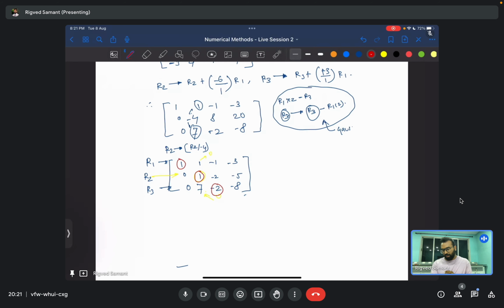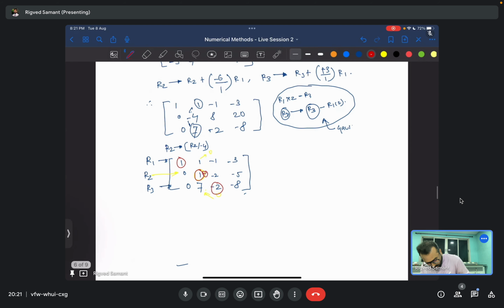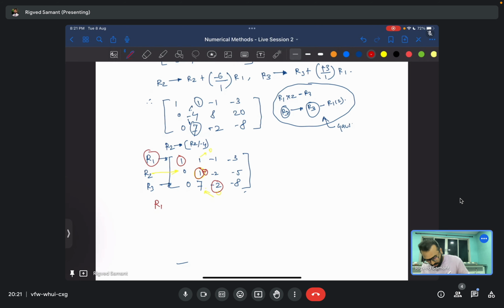This would be the corner element. For this one, we are using this. Right now, we are using this one. So this is using this. We are changing which one? R1. So we will write R1 first. R1 is changing to R1 plus what? 1 divided by 1, negative of it, R1, R2. So using R2, you are changing R1. So it basically means R1 minus R2.